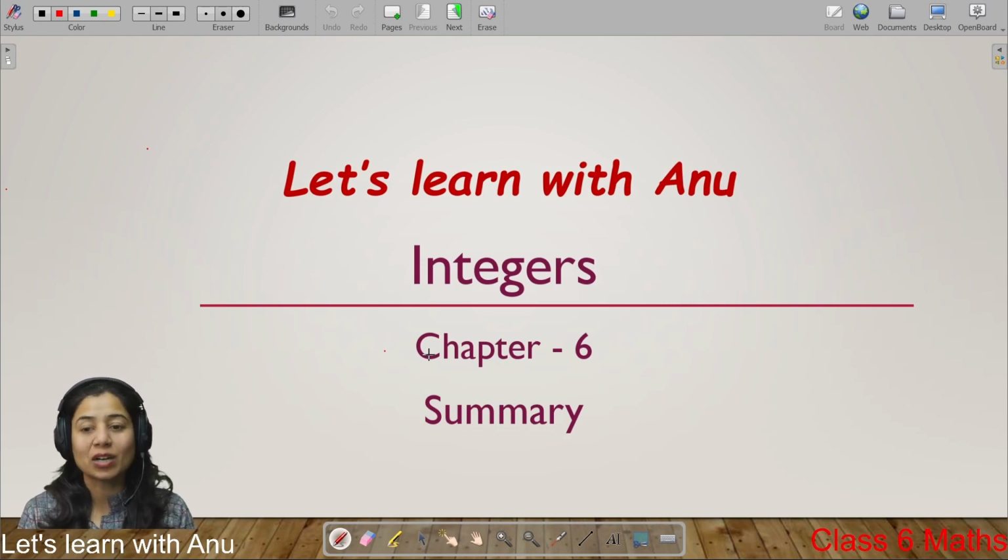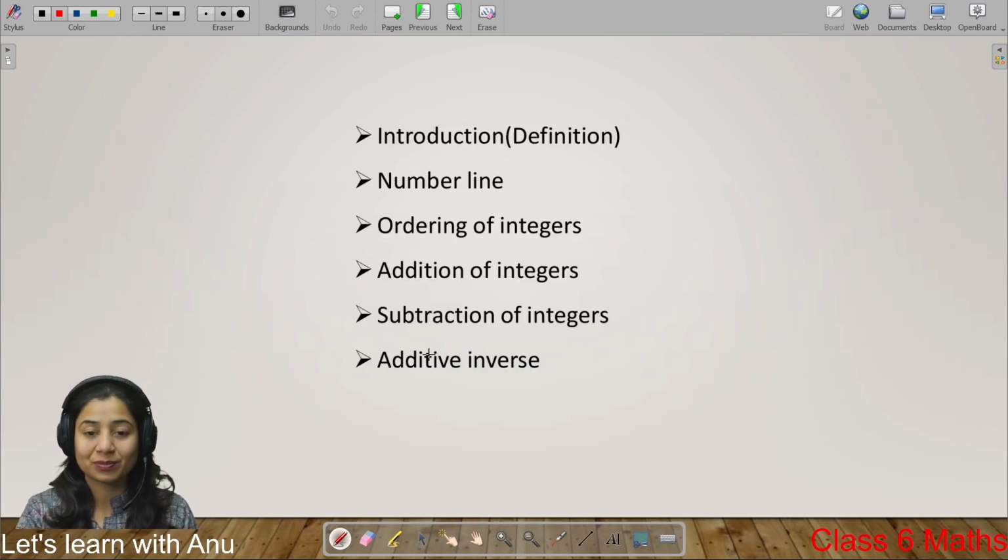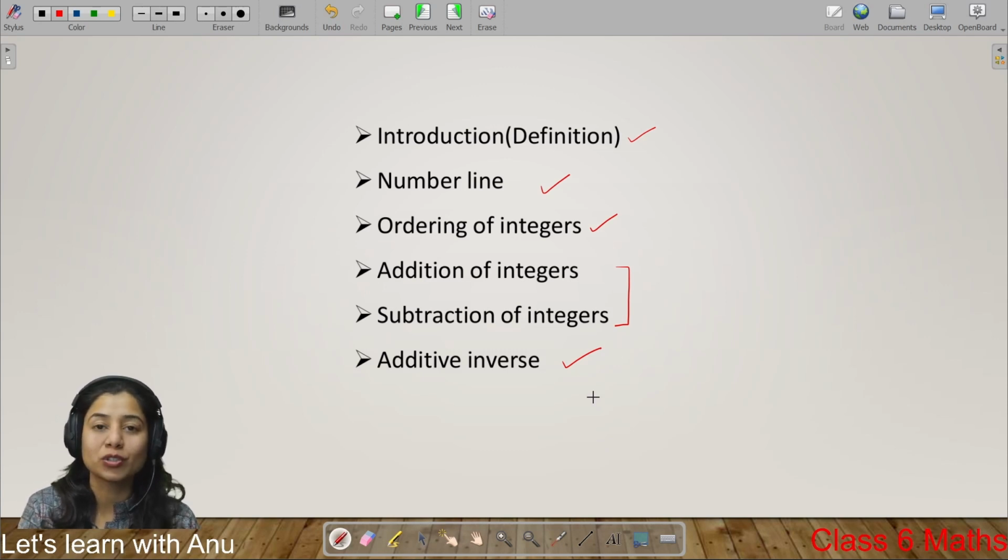So let's start with the overview of the chapter. Firstly, we will see the definition of integers, then we'll study number line, then ordering of integers, how to arrange them in increasing or decreasing order, then various operations like addition and subtraction of integers, then additive inverse. Lastly, we are going to practice some important questions of integers. So, without any further ado, let's begin.